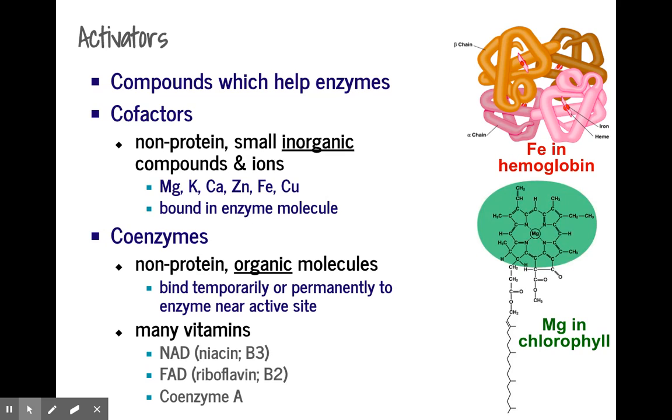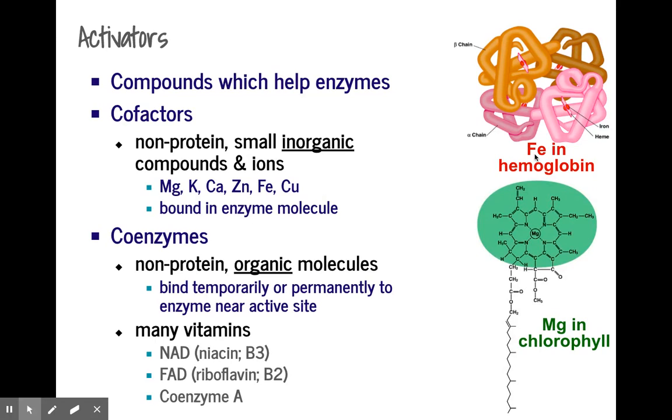So cofactors and coenzymes. Cofactors are non-protein and they are small inorganic compounds. If they're inorganic, that means that they don't contain carbon. Some examples of cofactors are the elements magnesium, potassium, calcium, zinc, iron, and copper. What these inorganic molecules do is they bind to the enzyme and they activate it so that it functions.